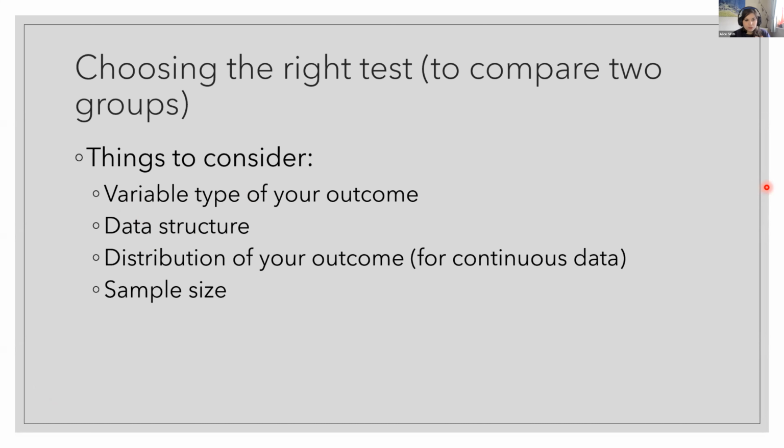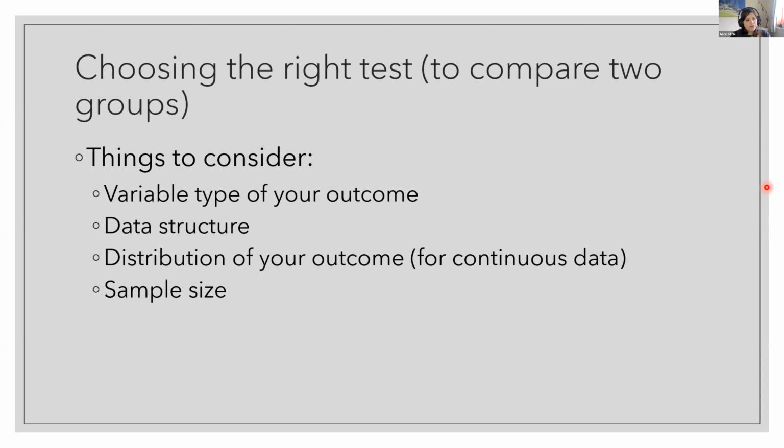what is the variable type of my outcome? Do I have a continuous outcome that I'm comparing between my two groups? So am I calculating a mean for the one group and a mean for the other group and trying to compare those? Or is it that I have a binary outcome? So I know the percentage of people in one group that have got an event and the percentage of people in the other group that have got an event. So I'm comparing the percentages or the proportions across those groups. That's really key to understand the outcome.